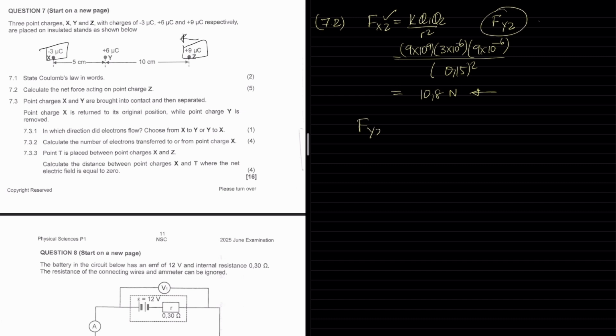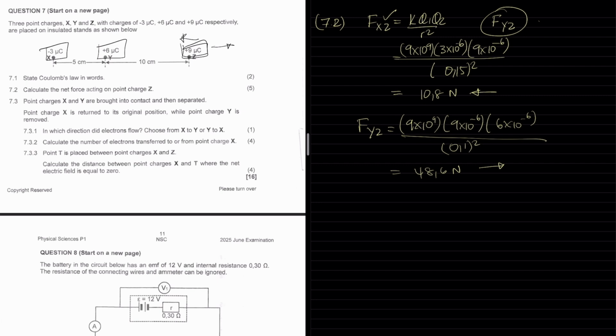So F of Y on Z, that's going to be 9 times 10 to the 9. And then Z is 9 times 10 to the negative 6. Y is 6 times 10 to the negative 6. And that's divided by 0.1 all squared. That gives us an answer of 48.6 newtons. And what direction is this going to be? So since Y is positive and Z is positive, Z is going to want to go to the right. So that's going to be to the right.